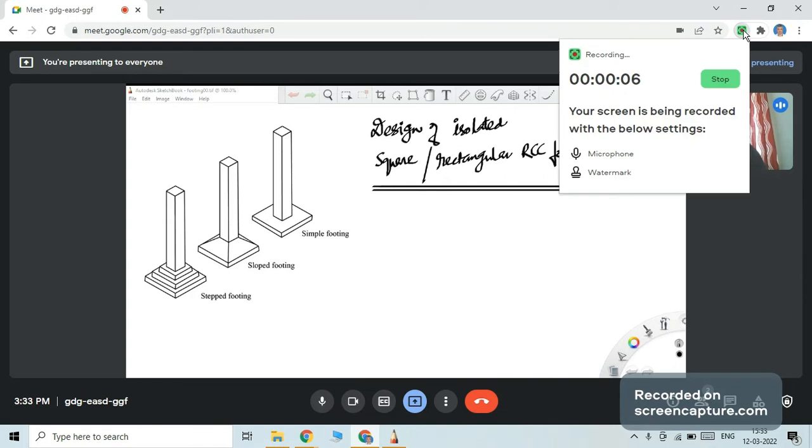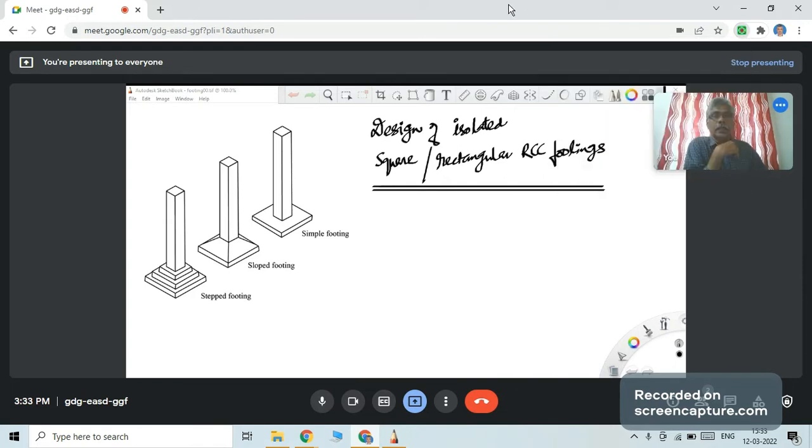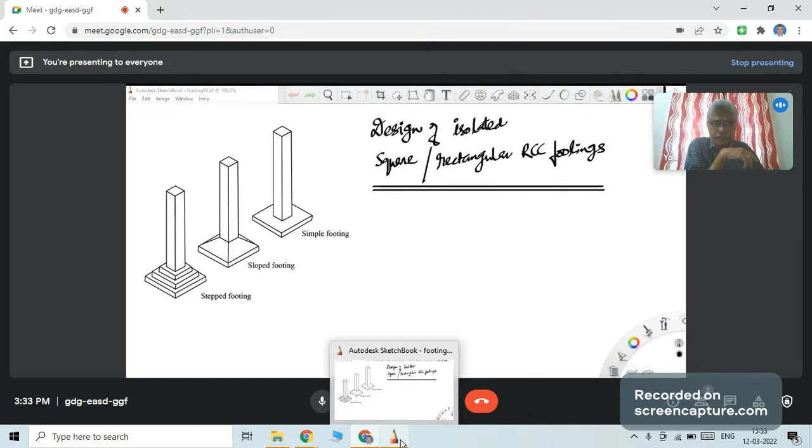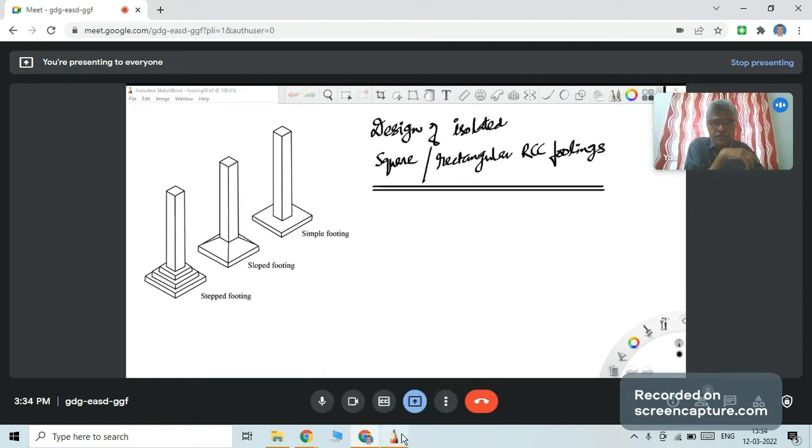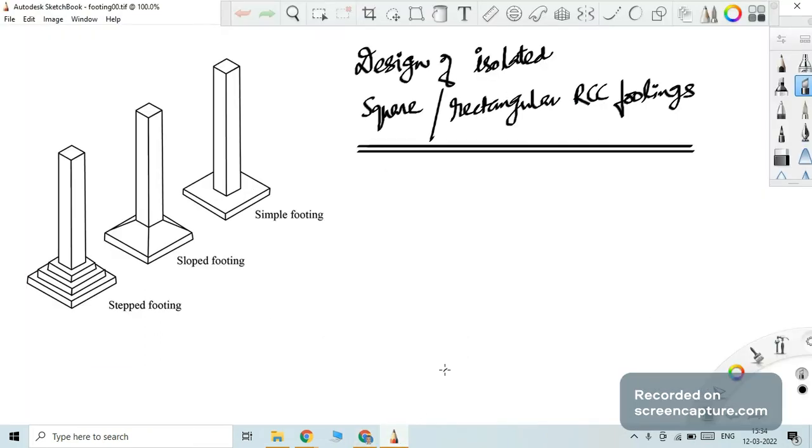Okay, now welcome back. We will continue a few more points regarding the discussion on the introduction towards the design of isolated footings. Some points in addition to what you have studied in your geotechnical engineering.